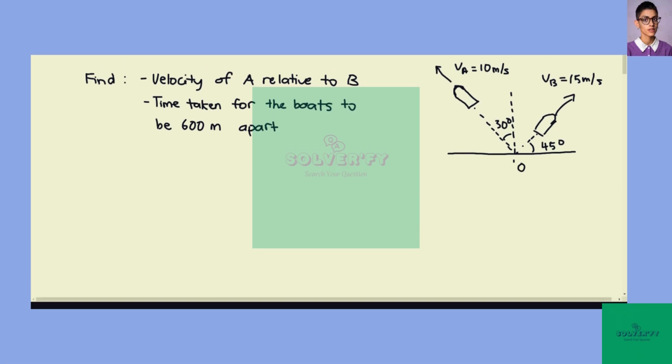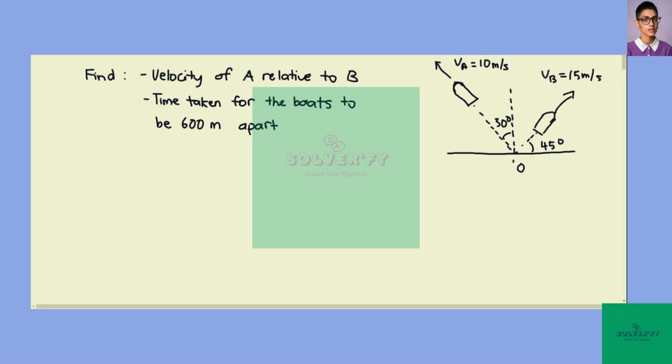In this question, we have two boats leaving the shore at the same time and traveling in the directions shown. We need to determine the velocity of A relative to B and also the time taken for the boats to be 600 meters apart. Okay, so this problem is a relative velocity problem.